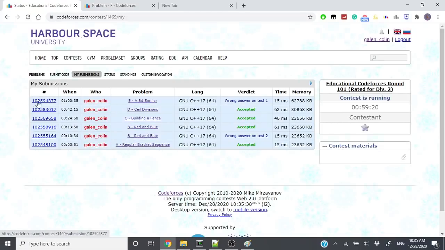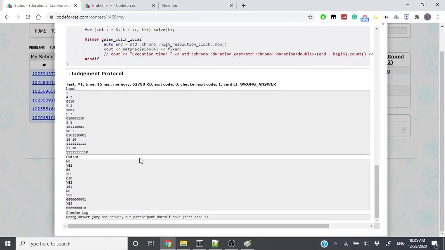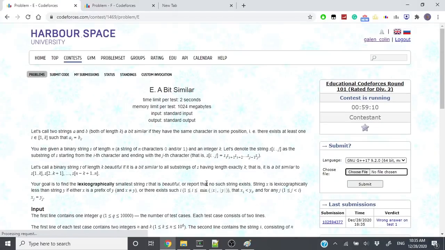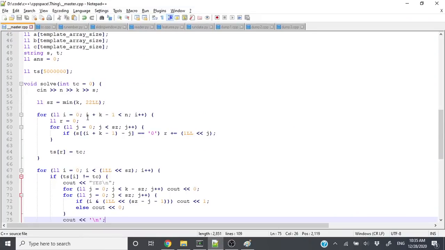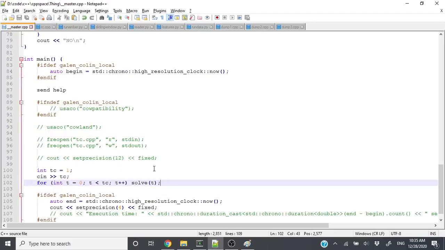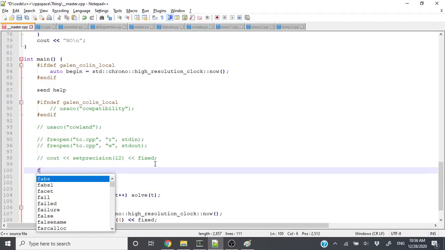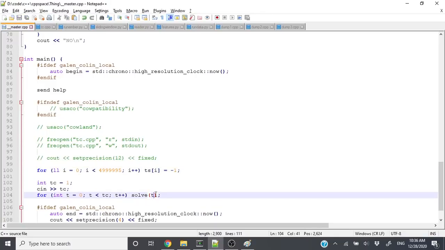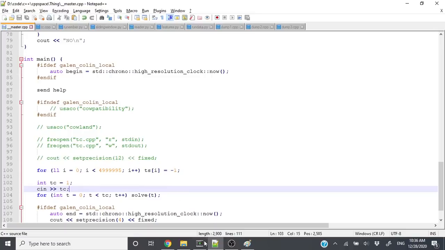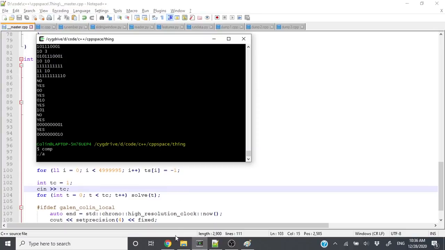Our answer in test 1. What? Did I not find an answer for that? Oh, what have I done? Wait. Oh, whoops. ts[i] is equal to -1 because we start with these test cases indexed at 0, which is fine. I just messed that up and didn't realize that I wasn't doing that.